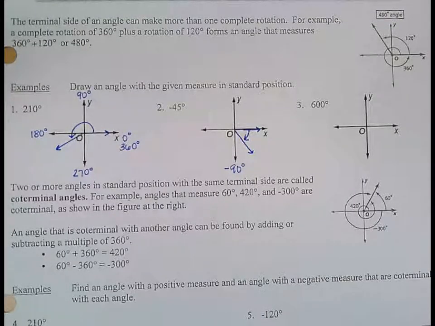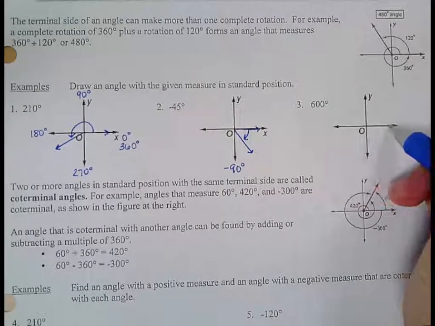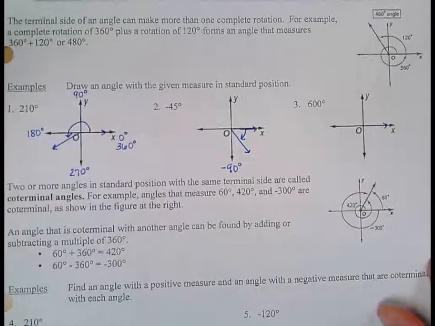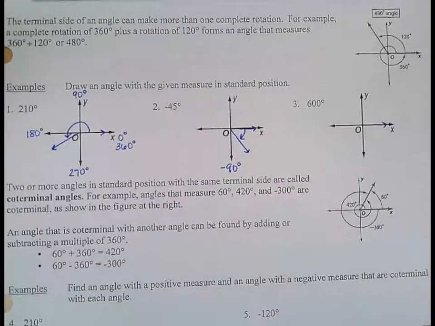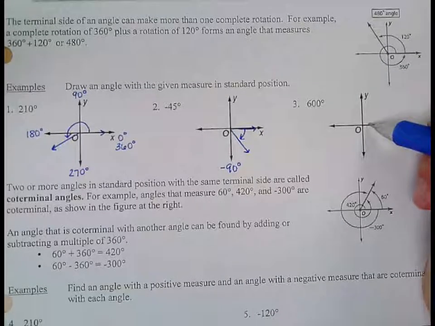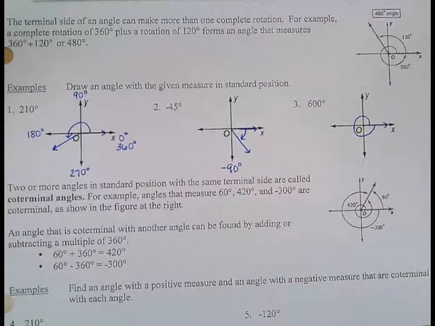Okay, the last example for this, example 3, 600 degrees. So again, starting at the 0. Now 600 is greater than 360. So this is going to be an angle that makes more than one complete rotation. So I know for sure I have to go around one time completely. So I have to go around 360 degrees. How many degrees do we still need to go to get to 600 degrees?